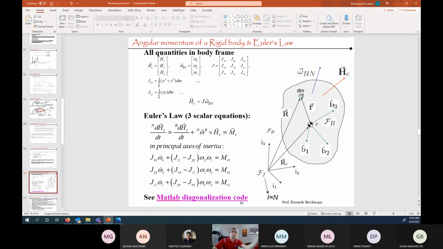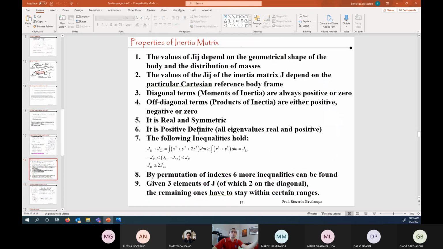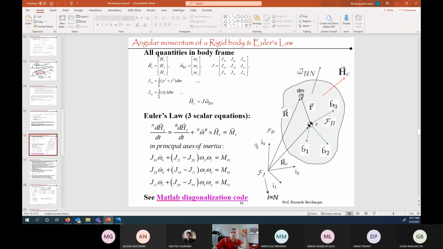These quantities in the J matrix are nothing more than distances squared integrated over the mass, the entire volume of the object. So to do that, you have to choose a certain basis. And so we usually start with some symmetric axes, depending on the design of our spacecraft, but then you can always diagonalize this matrix.